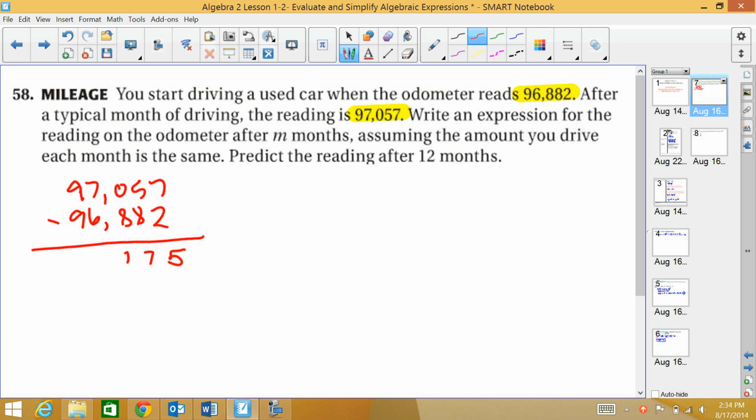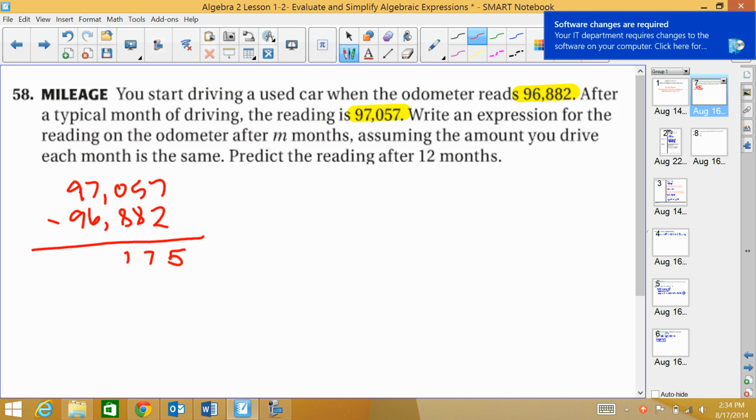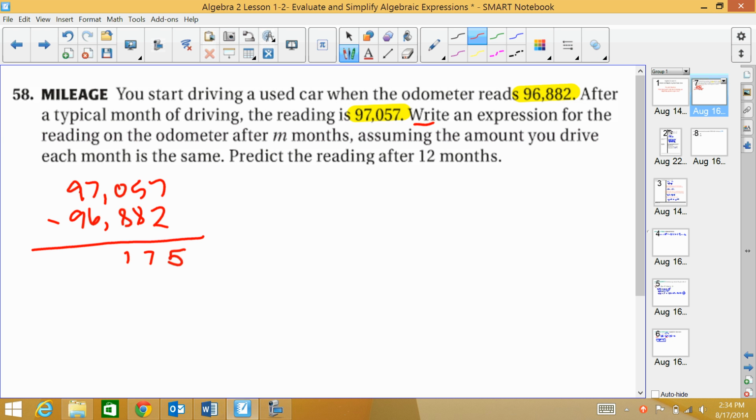And then it says write an expression for the reading on the odometer after m months, assuming the amount you drive each month is the same. So right here it says we have to write an expression after m months. Whenever they give you a variable, they want you to put that variable in the expression. So no matter how many months, I'm trying to figure out what is going to be on my odometer, like the amount of miles after so many months. I want to make an expression that will work for anything. So I can find out what it is after 10 months, what it is after 24 months, and so on. So I know after a month I put 175 miles on there.